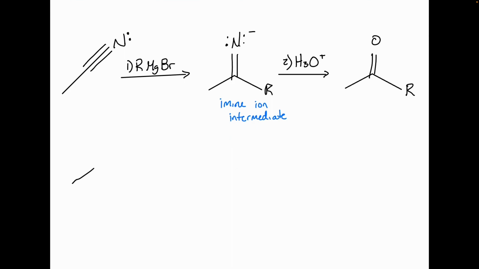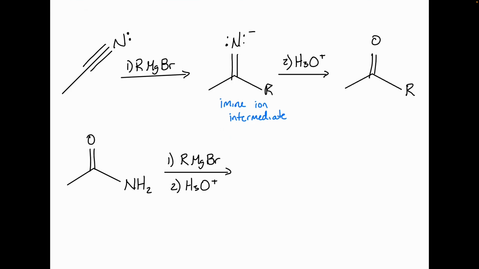And you see something fairly similar when you start out with an amide and treat it with a Grignard. You also get a ketone.